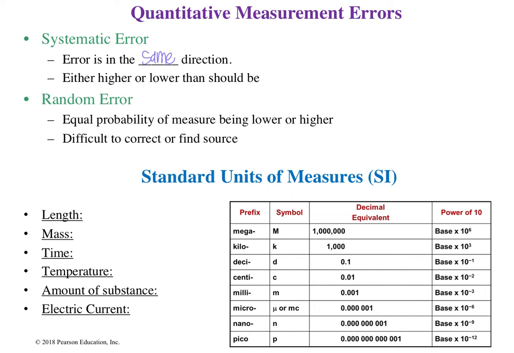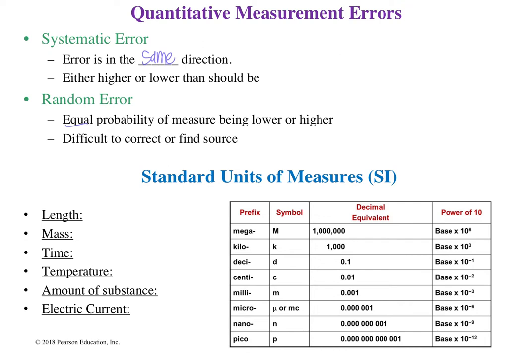Random error is a lot of times human error, or it could be error in the instrumentation, and that will kind of average out to the true value, because it has an equal probability of being either higher or lower than the true value. That one's actually really hard to correct or find the source of because it is random.